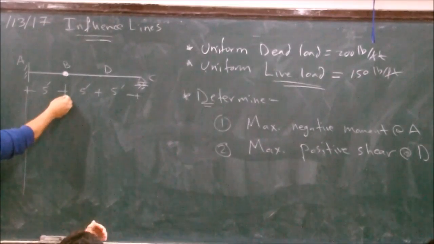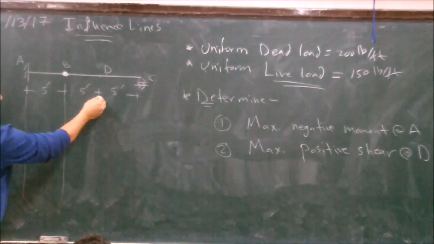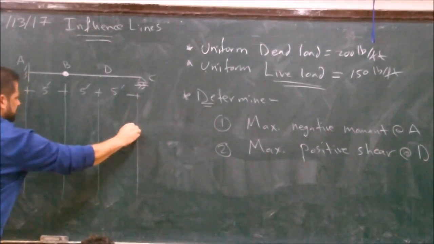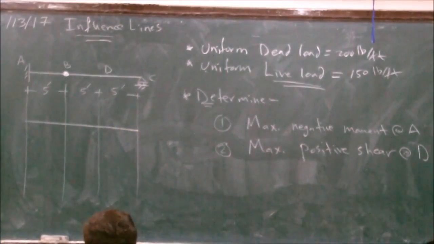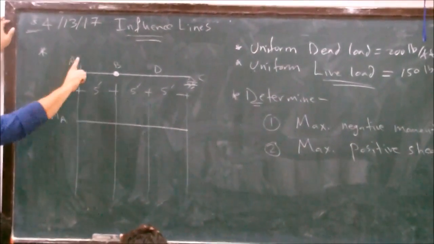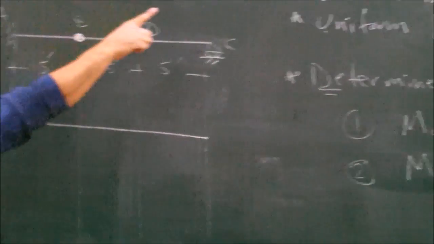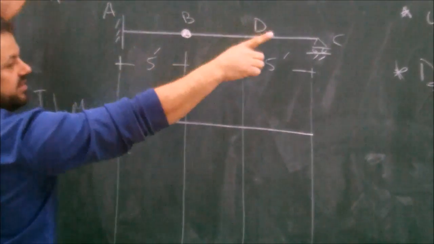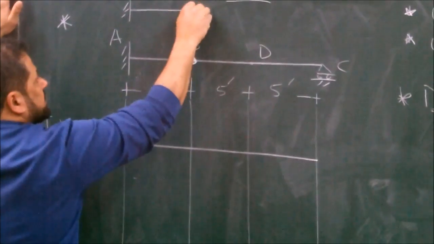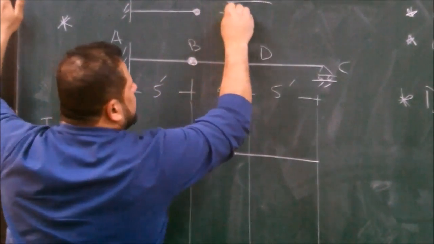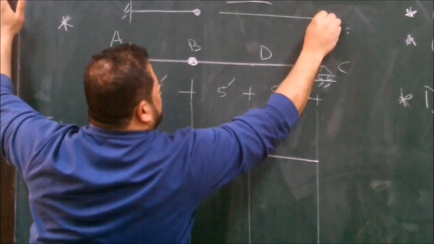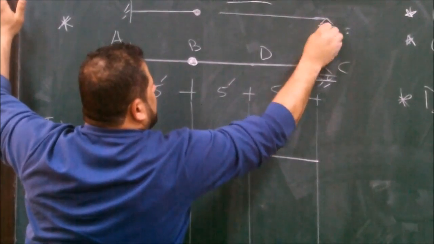So we draw the influence line for the moment at A. When you have a question like that, you have to split the beam. You have to split the beam into two segments or two components. This one and this one.